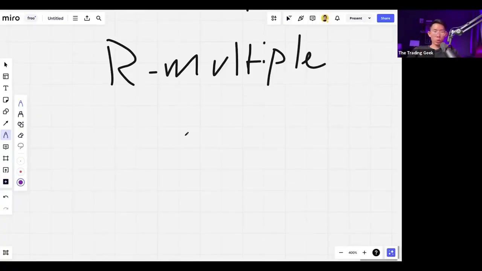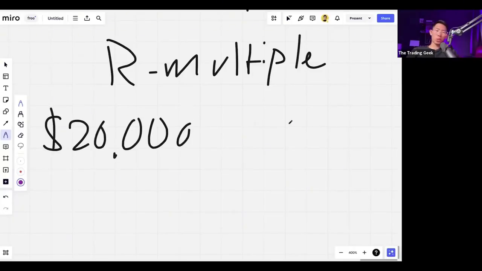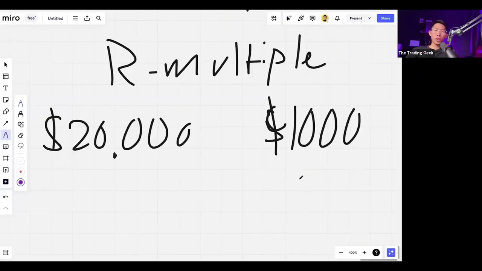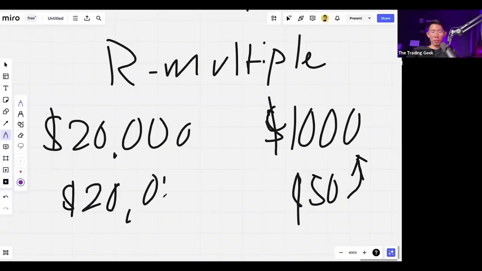Let's say you have two traders right here. Trader A makes $20,000, while trader B only makes about $1,000. Trader B risks $50 to make $1,000. This was a super long swing trade, a super high risk to reward ratio trade. While trader A risks about $20,000 to make $20,000. Which one do you think is more impressive? Trader A or trader B? The guy who risks 20K to make 20K or the guy who risks $50 to make $1,000? Obviously, this trader right here.